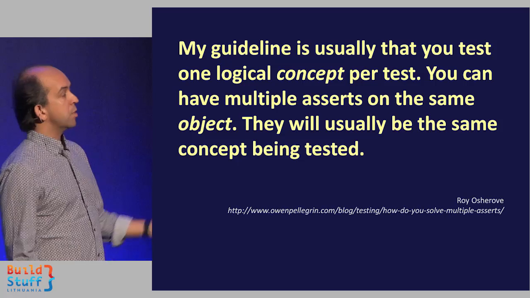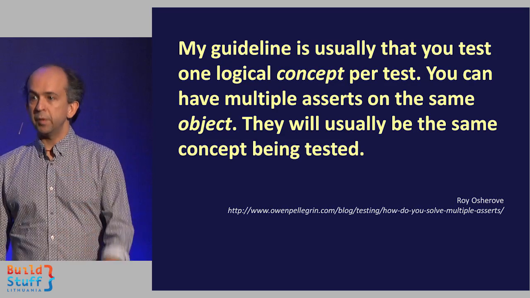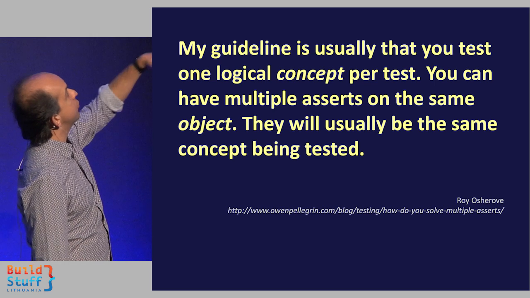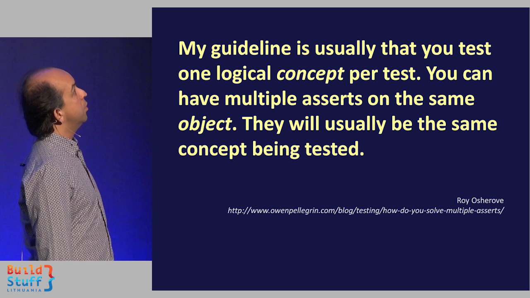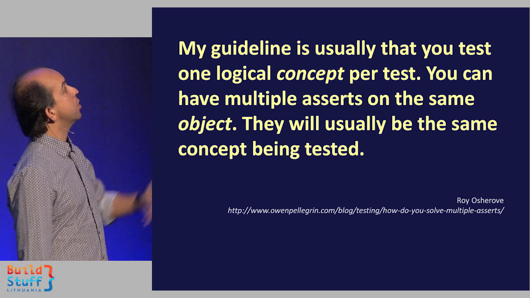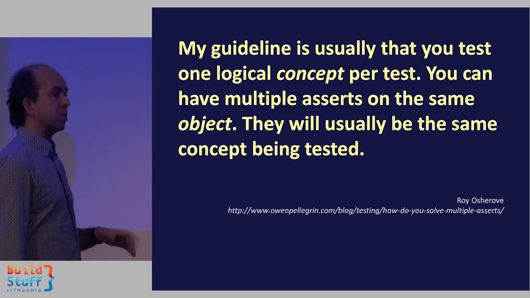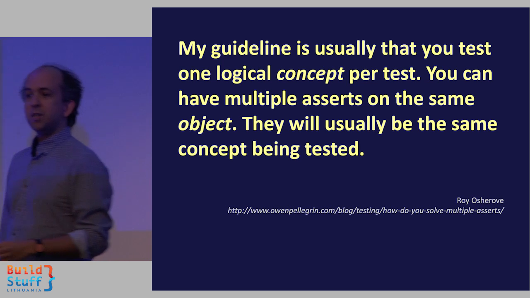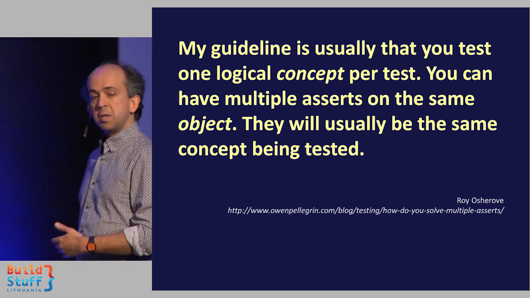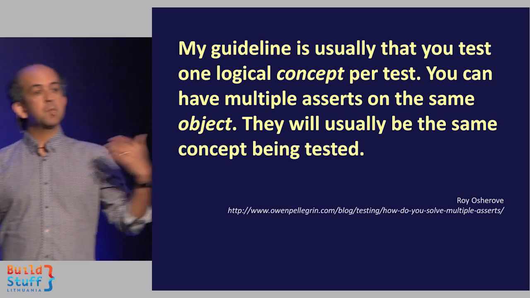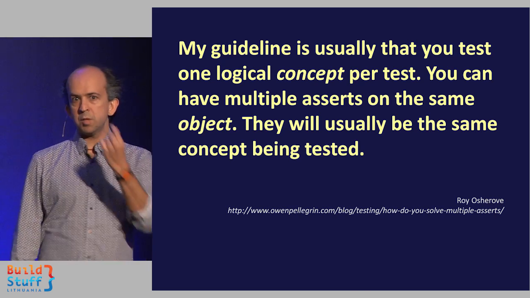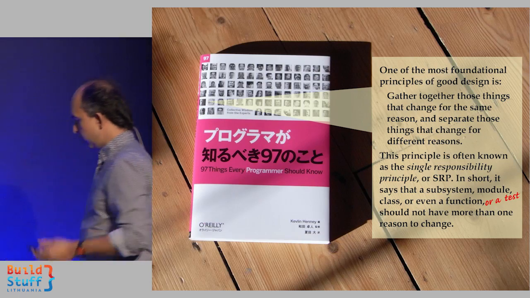So this is the point. Roy doesn't recommend this at all. It's a misunderstood thing. My guideline is usually you test one logical concept per test. You can have multiple asserts on the same object. They will usually be the same concept being tested. One is a good starting point. You should be deeply suspicious of 0. One is a good and common result. Sometimes, though, what you need to express may be expressed in more than one syntactic assertion, even though it's one logical idea. Now, this is not news.